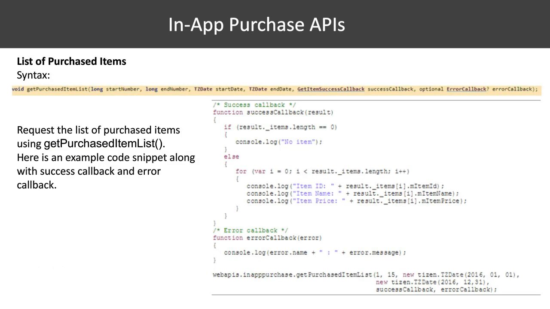So list of purchased items using the get purchased item list is very similar to the other APIs, except that you might have to pass the date. You might have to pass the start number, end number, and you have to pass the date within which you want to see the list of items that has been purchased by the user.